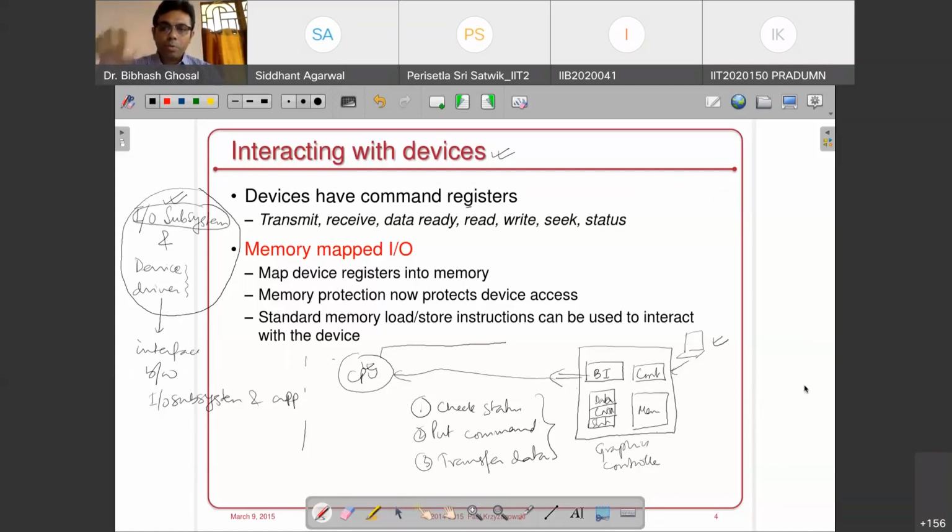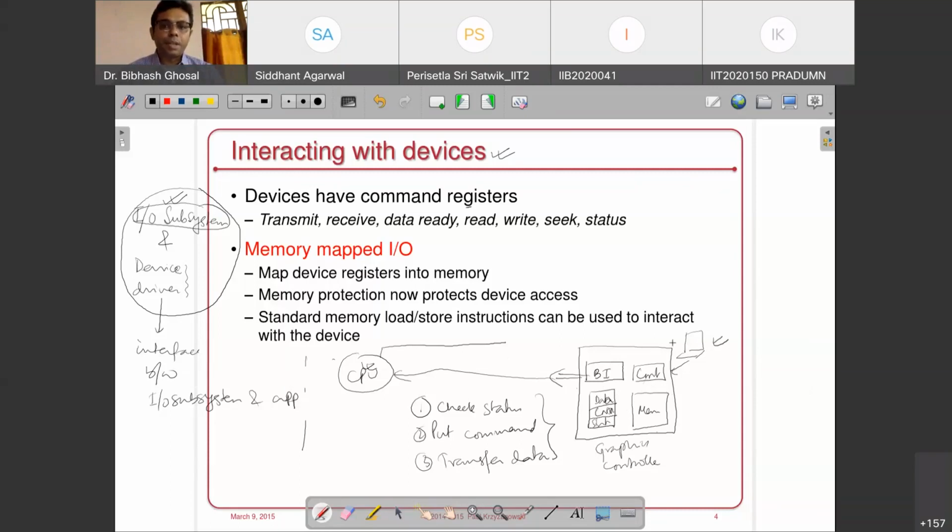Read the status, put the command. What is the command? Read or write. And then you send the data. This is the operation that happens. So the data that you are going to write will be written in one of the registers of this controller. And depending on what data you have written, that will be passed on to the device, and the device will display that, or the device will provide the data.